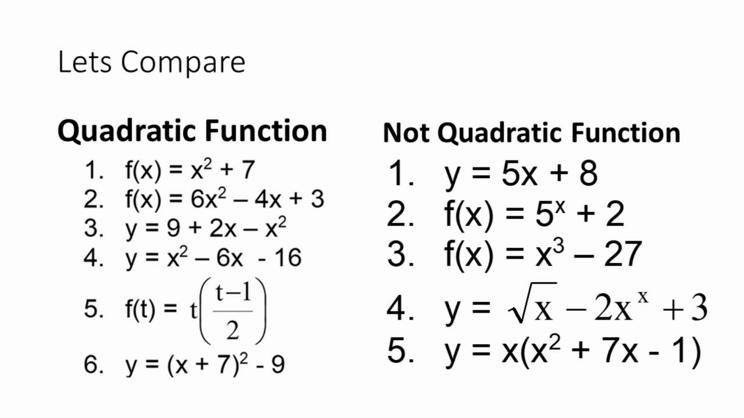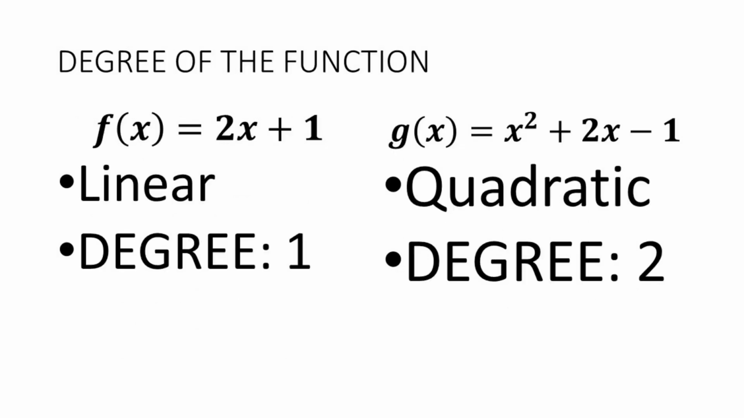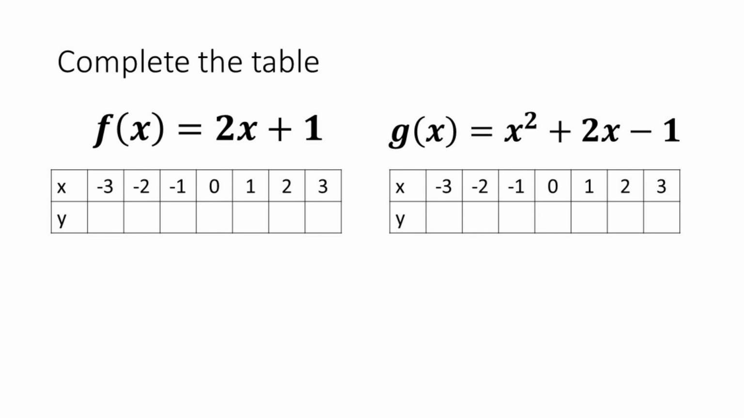Now let's look back on the two equations that we had earlier. So we have here linear and quadratic. The degree of linear is equal to 1, while the degree of a quadratic function is always equal to 2. Let us complete the table by evaluating the values of x in the table of values to compute for the output or the value of f of x, or maybe it could be the value of y.